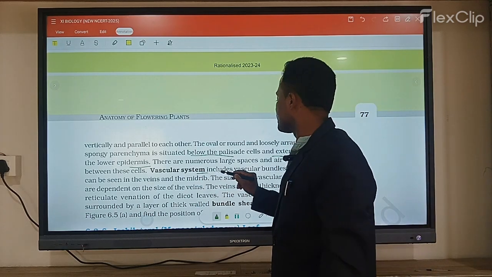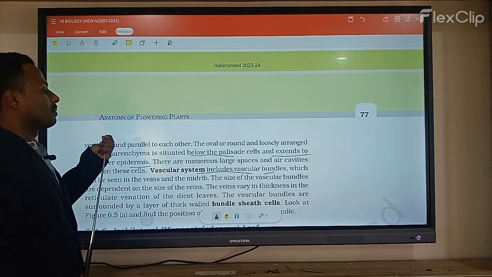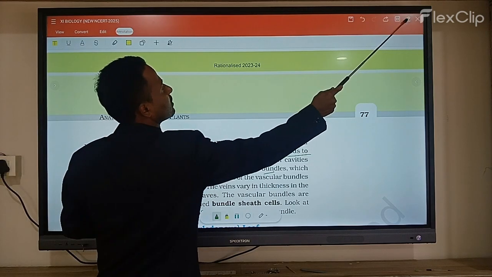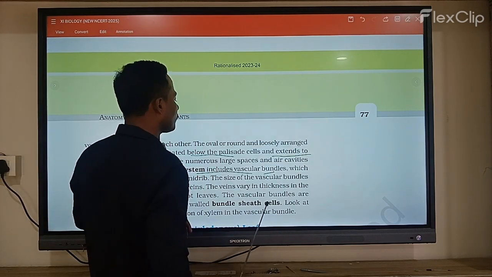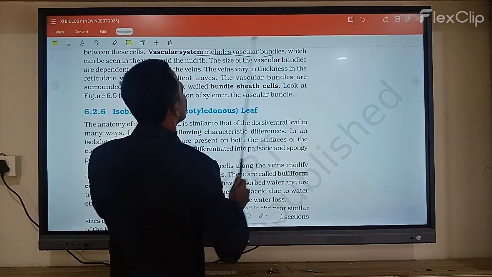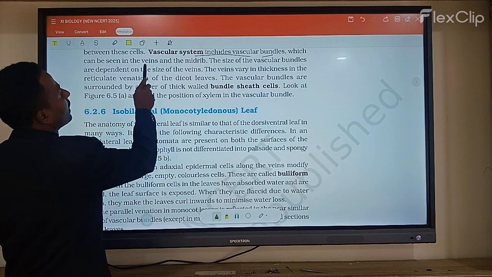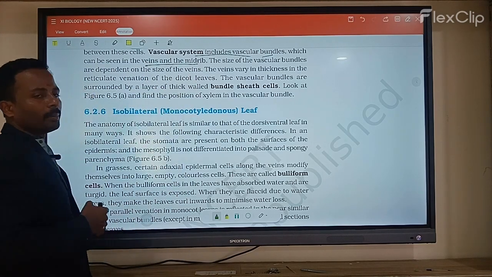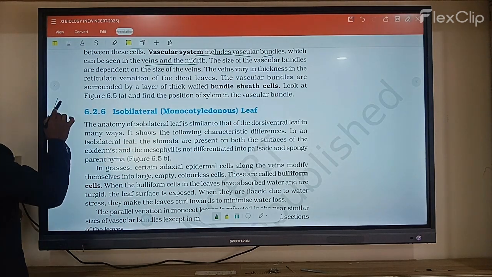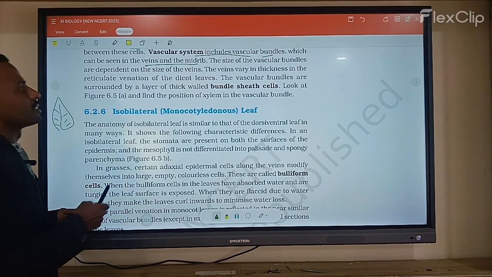Next, the vascular system, including what? Vascular bundles. The vascular system consists of vascular bundles, which can be seen in the veins and the midrib. Mostly within the leaf veins and midrib region, these vascular bundles are noticed.